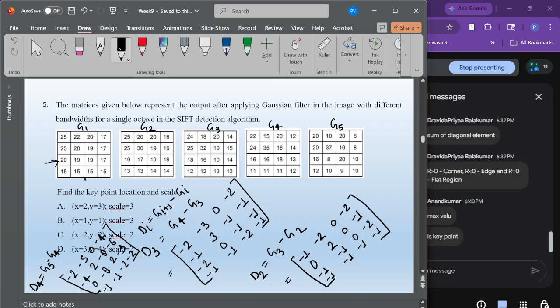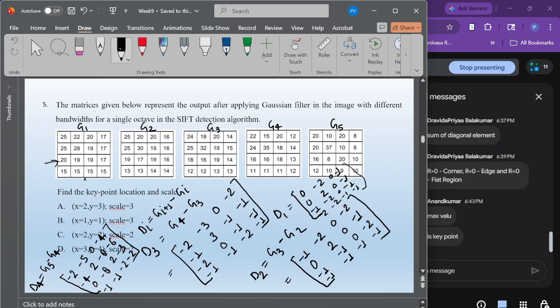So here this one is our D4, D3 and D2 matrix. I can write D1 as well. I'm just writing D1 here for visualization purposes: 0, minus 2, 0 and minus 1. Then 0, 2, 0 and minus 1 here. Minus 1, minus 2, 0 and minus 1. So minus 2, minus 2, minus 1, minus 1.